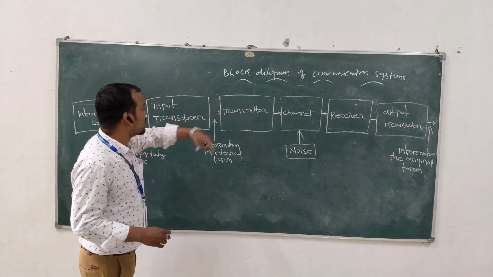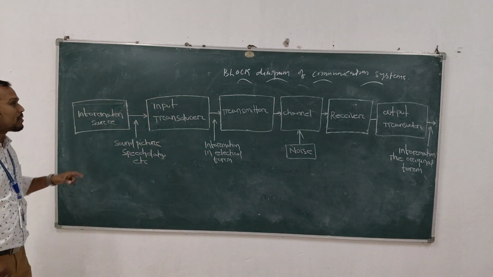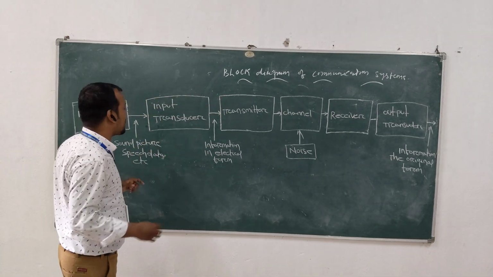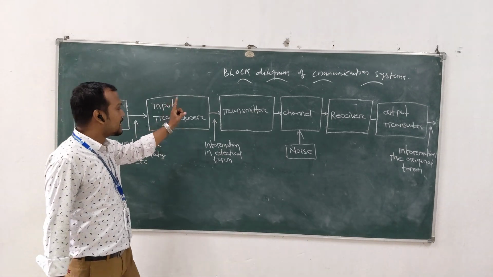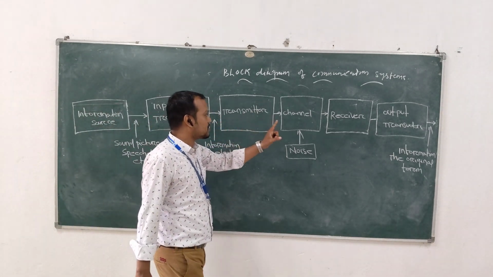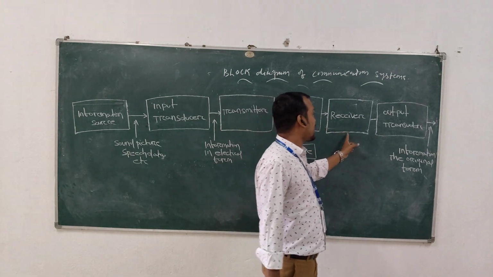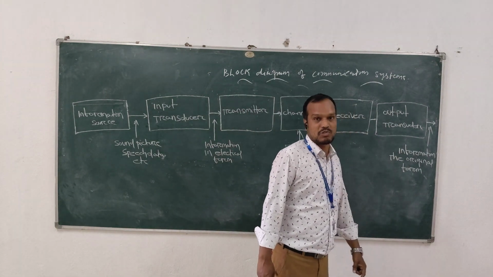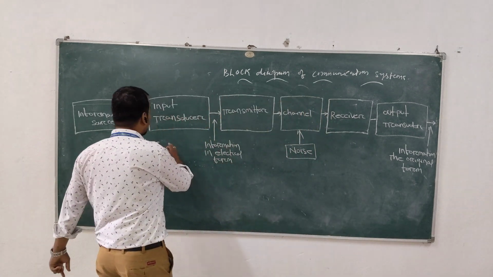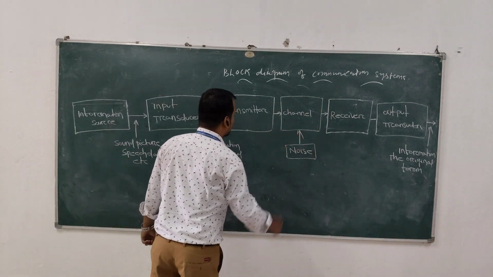So this is the block diagram of your communication system. The block diagram of communication system consists of many parts. The first part is your information source, second part is your input transducer, third part is your transmitter, fourth part is your channel, fifth part is your receiver, and the final part, the destination part, is nothing but the output transducer. Each part, each block, we have to discuss individually.